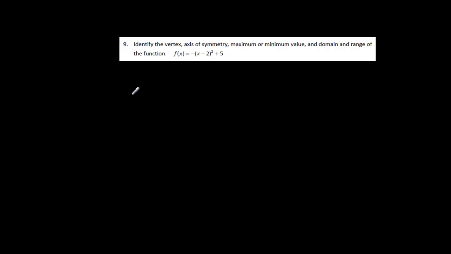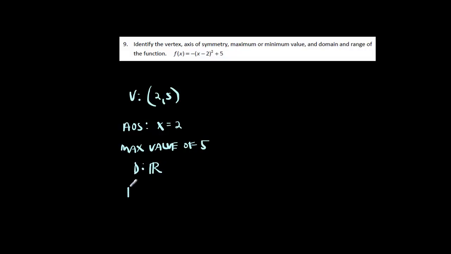Number 9, the vertex here is going to be 2, 5. The axis of symmetry is x equals 2. Don't forget the x equals. It opens down, so it's going to have a max value of 5. The domain is all reals. The range is the set of all y's such that y, since it opens down, is less than or equal to 5.